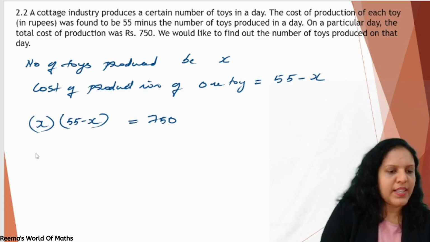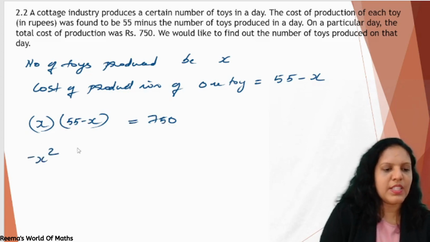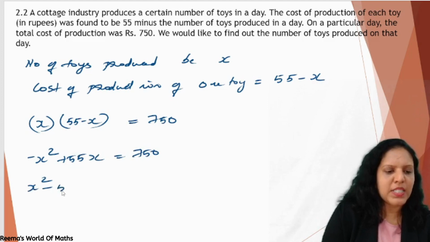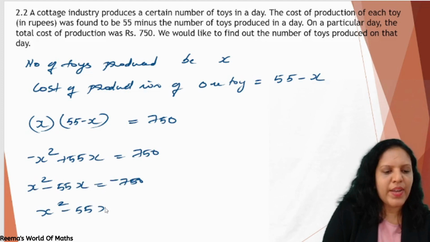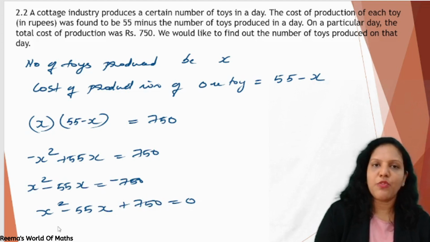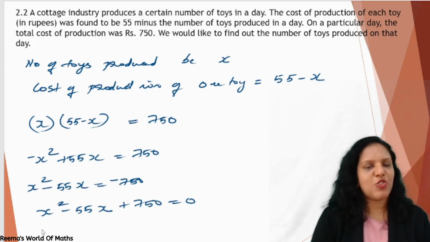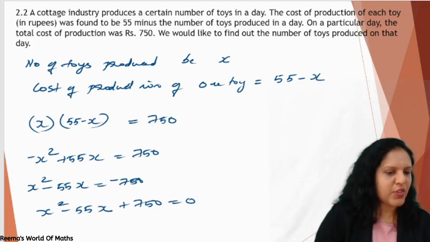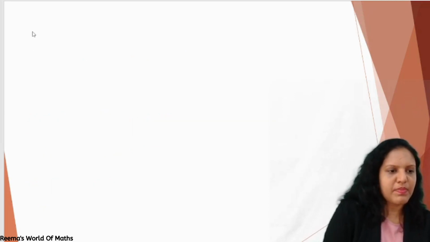So now we can write this as 55x minus x squared equals 750. Let's change the sign. So that will be x squared minus 55x equals minus 750. Correct? So that will be x squared minus 55x plus 750 equals 0. Now we have formed a quadratic equation. Now let's find the solutions by the factorization method. So that is x squared minus 55x plus 750 equals 0.